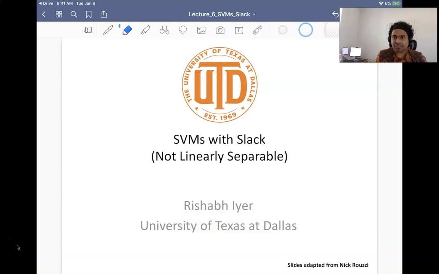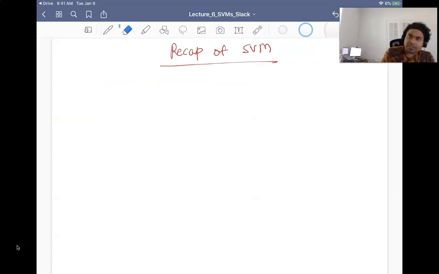So this is lecture 6 and today we'll be looking at support vector machines with slack. In lecture 4 and lecture 5 we looked at the linearly separable case. We assumed that the data is linearly separable and then we formulated the support vector machines. And in lecture 5 we looked at the dual formulation again in the linearly separable case. Now we will go to the non-linearly separable case and we'll do this through the introduction of the slack variables.